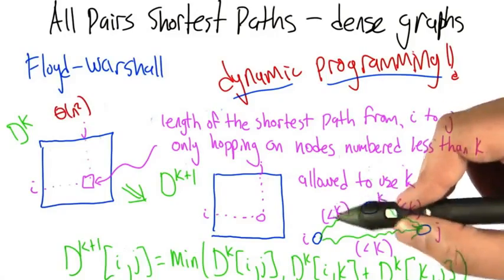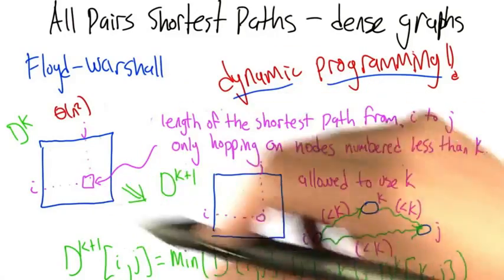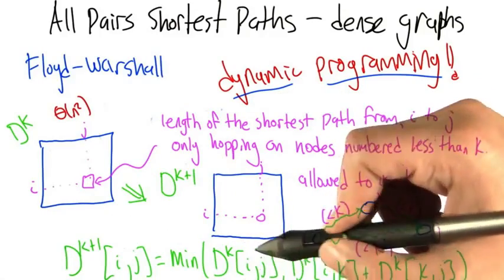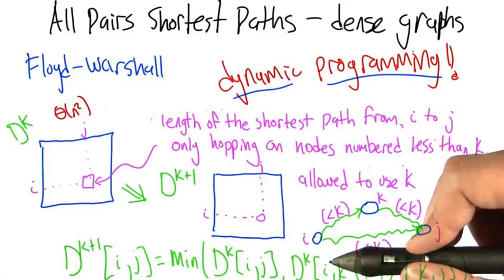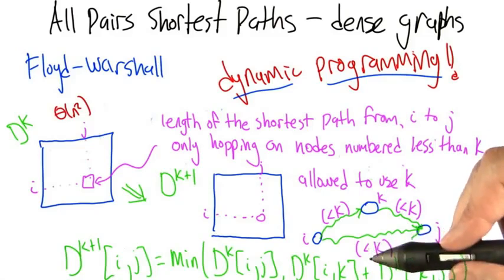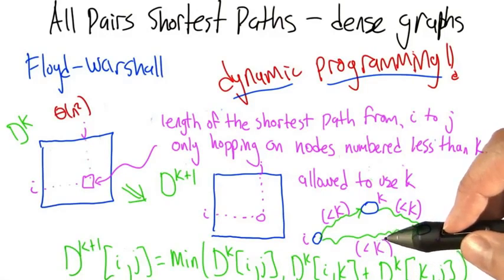So the length of the shortest path from i to k, using only nodes less than k, we have that already. Someone gave it to us very helpfully. So all we need to do is compare the distance of i to j not using k and the distance from i to k not using k plus k to j not using k. It's weird, but it's the right thing to do. So we can take advantage of this insight to actually create an efficient algorithm.